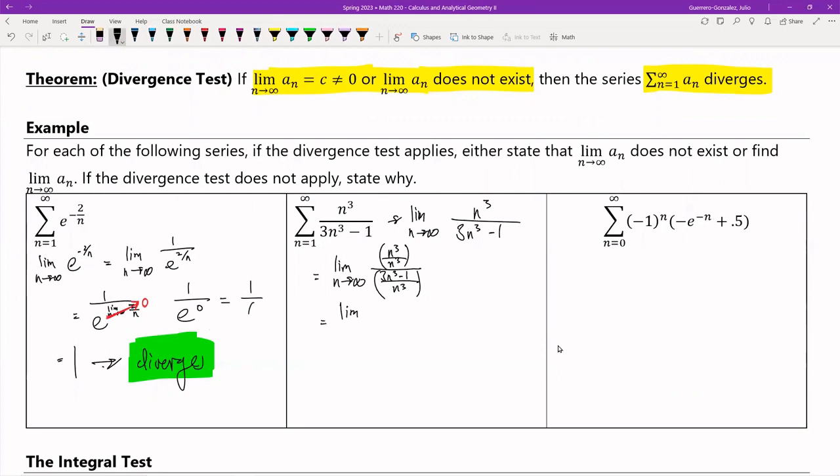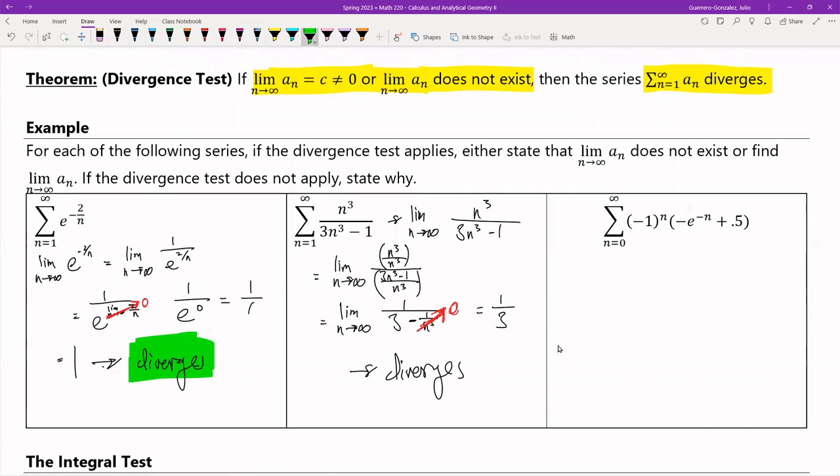This is equal to the limit as n goes to infinity of 1 divided by 3 minus 1 over n cubed. If you remember the argument from Calc 1, 1 over n cubed, as n goes to infinity, goes to 0. So this is equal to 1/3. And since it's equal to 1/3, we can say automatically that it diverges.